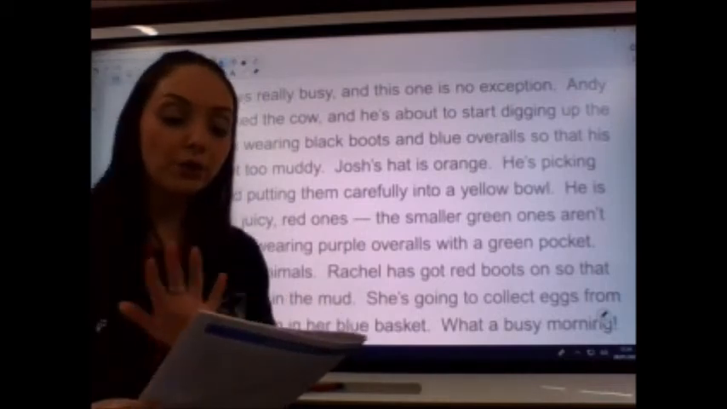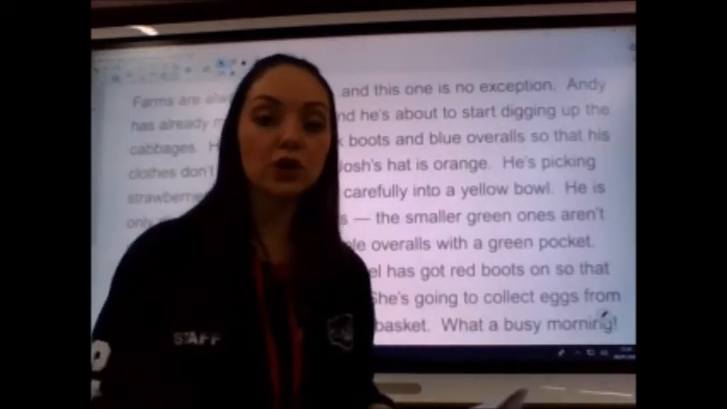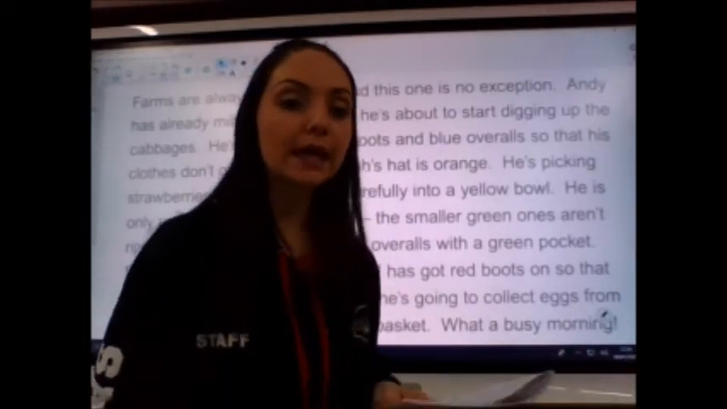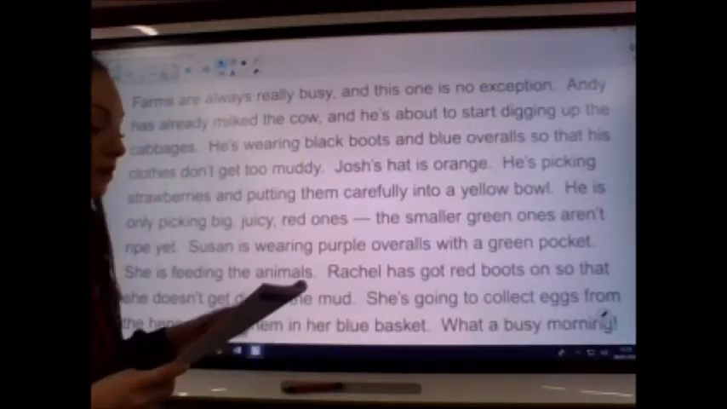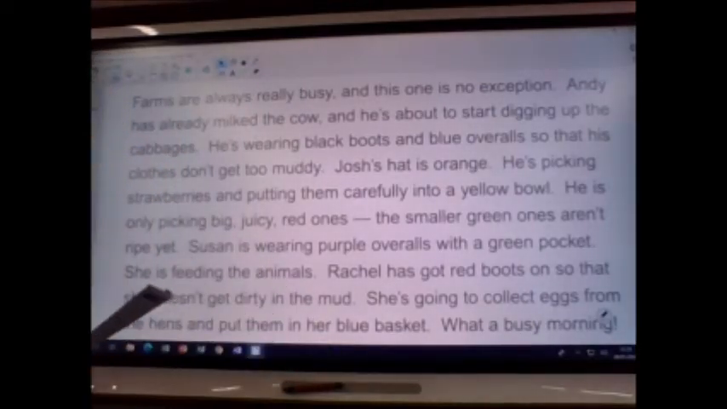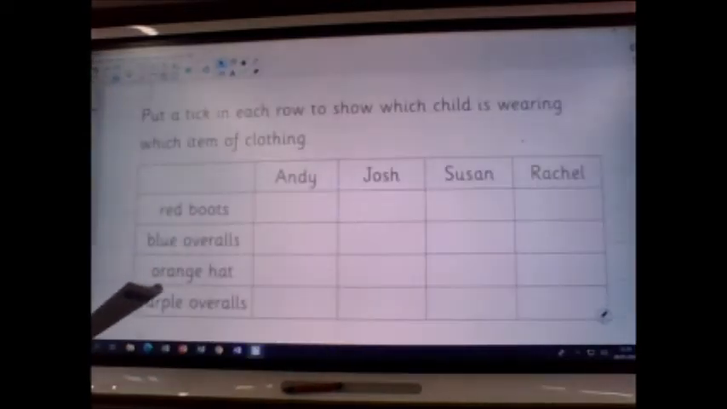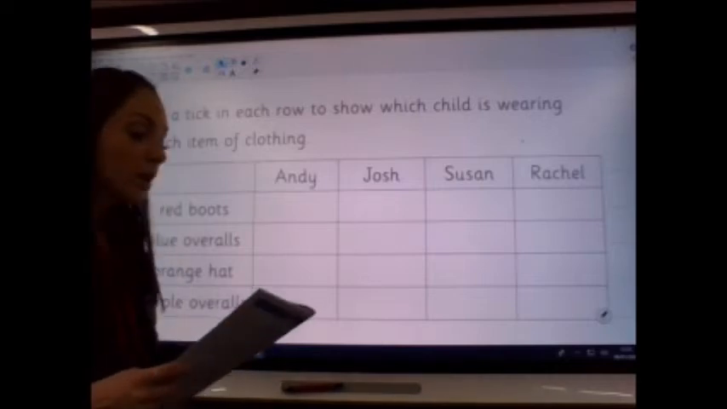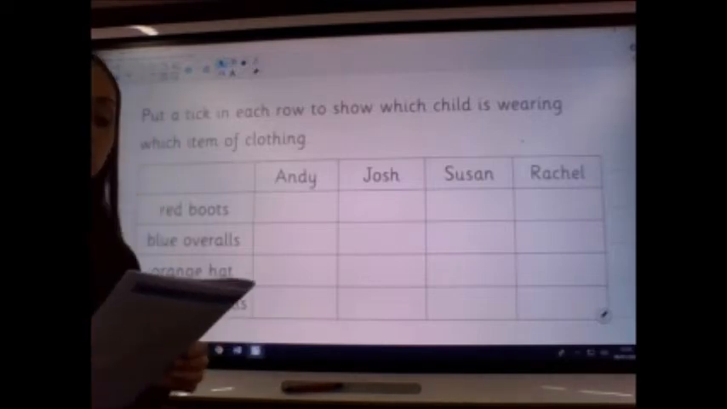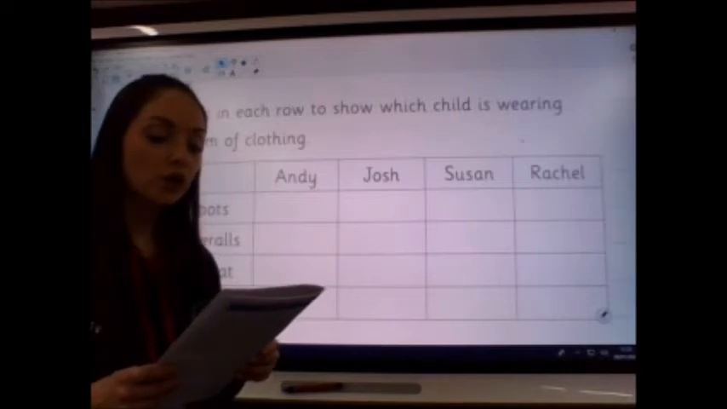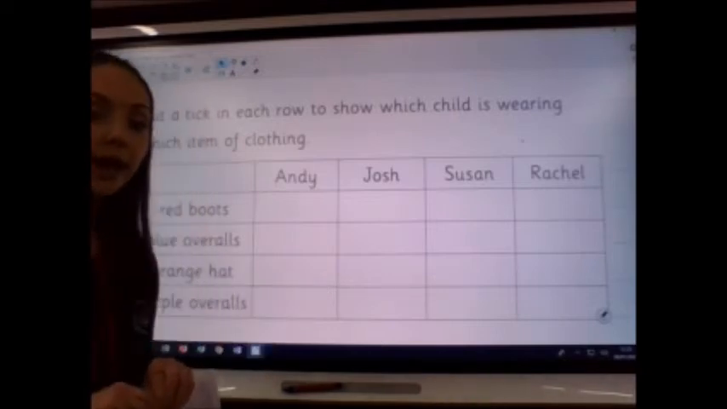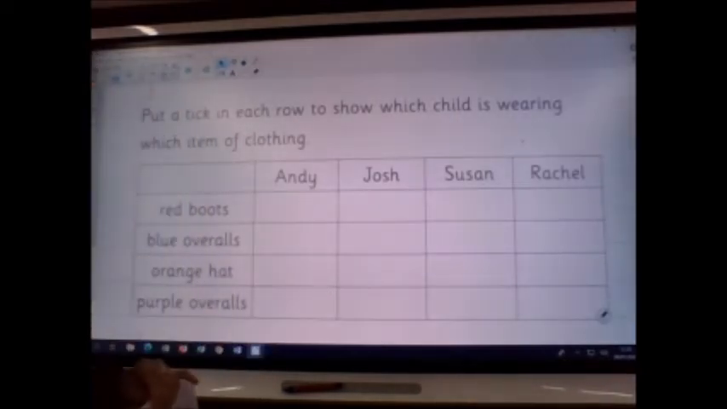So I just want to go through a couple of your questions just to make sure you know exactly what you need to do today. Okay, so have a good read through that. Your first question then is a table like this. So it says, put a tick in each row to show which child is wearing which item of clothing.